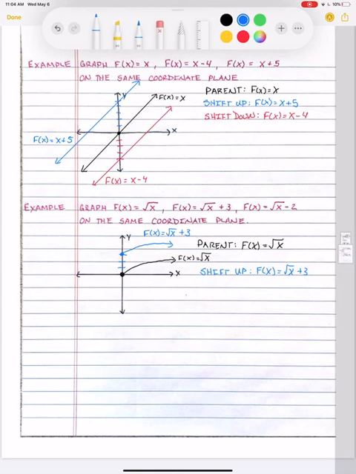Then we're going to shift down. So we're going to forget about the blue. We're going back to the black dot. So from the black dot, we're going to go down 2 spaces, draw our new dot, and our little curve. And label. And there we have it. All right, that is vertical translations of graphs of parent functions.